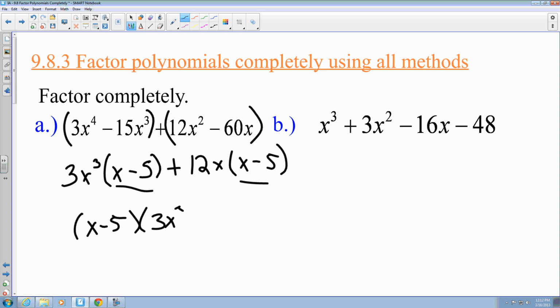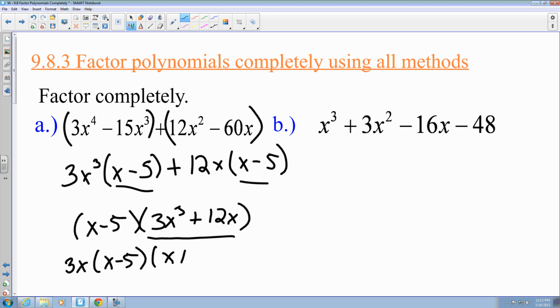3x cubed plus 12x. But now as I look at this, I can factor out more with 3x cubed plus 12x. I can factor out a 3x out of there. So I'm going to go 3x, and I'm going to get the x minus 5, which I can't do anything about. And then I'm left with x plus 4 here. So this here will be factored out completely.